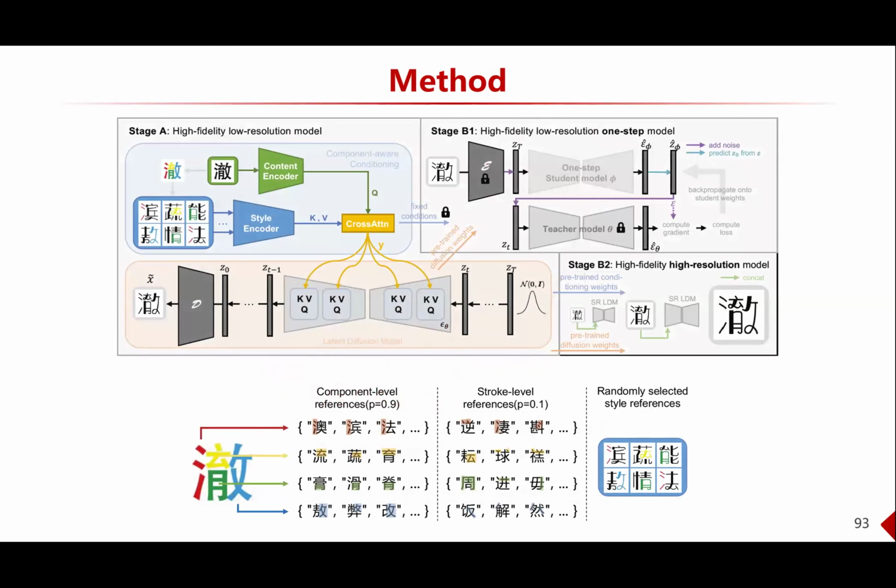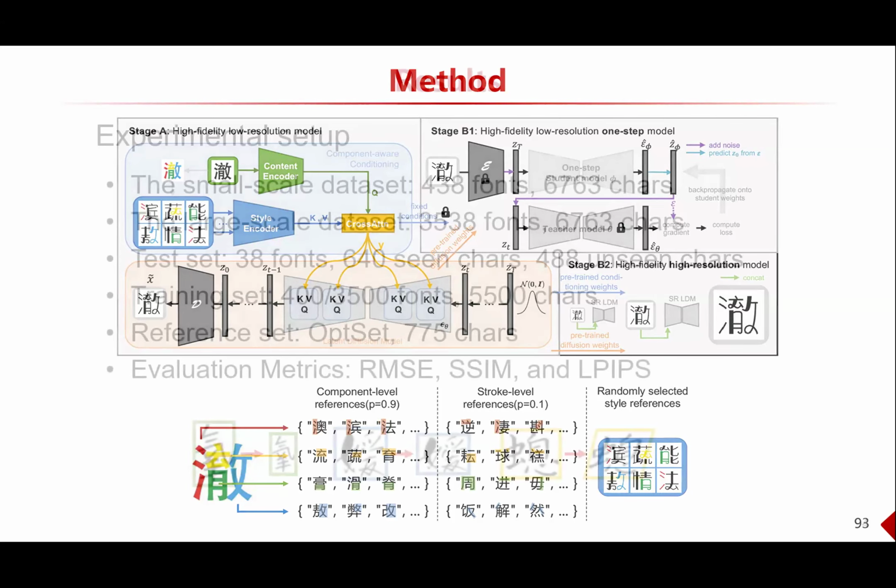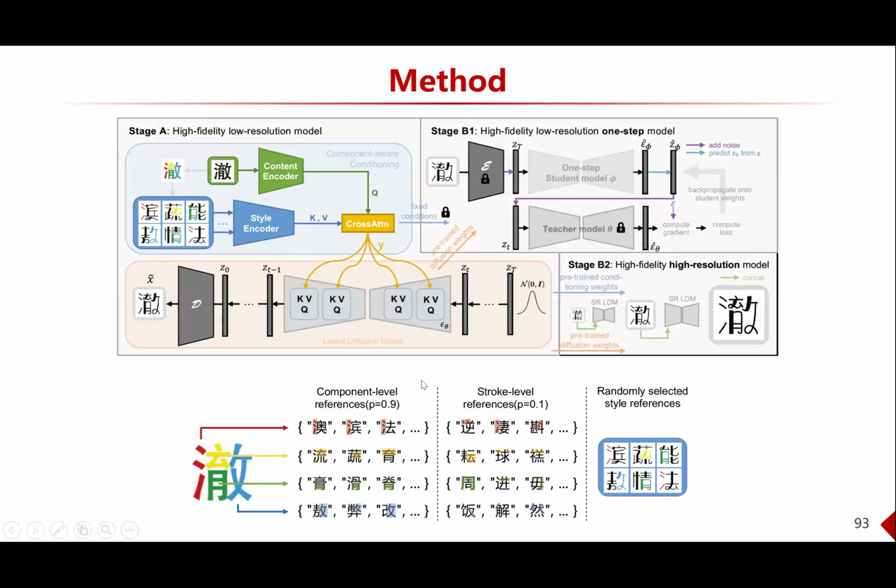And this is an overview of the method. We have three stages, all based on diffusion models. We first generate a low resolution but high fidelity GIF image, and then use a style-guided diffusion model to generate high resolution GIF images. We also use teacher-student models to make one-step sampling possible, to speed up the model. And we also integrate prior knowledge of Chinese characters into this model to enhance the quality. I don't want to go into more details.